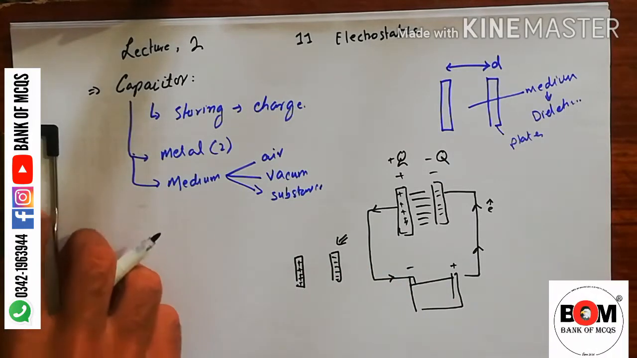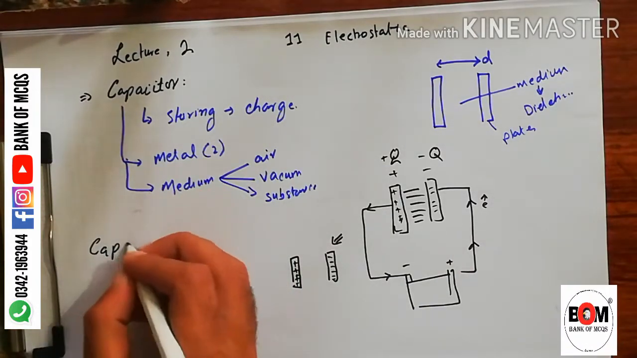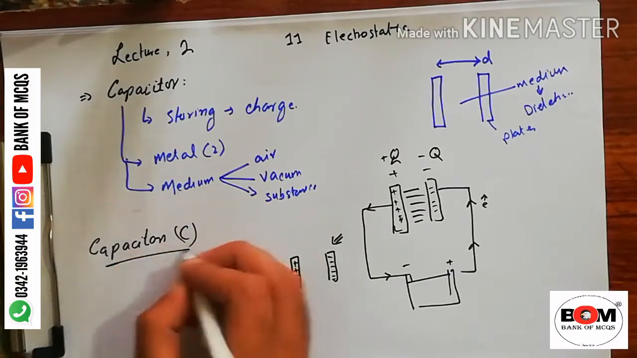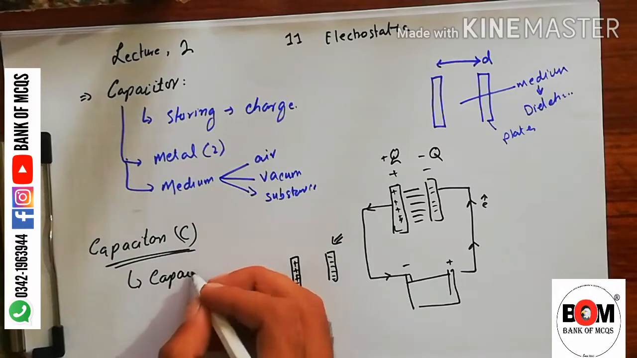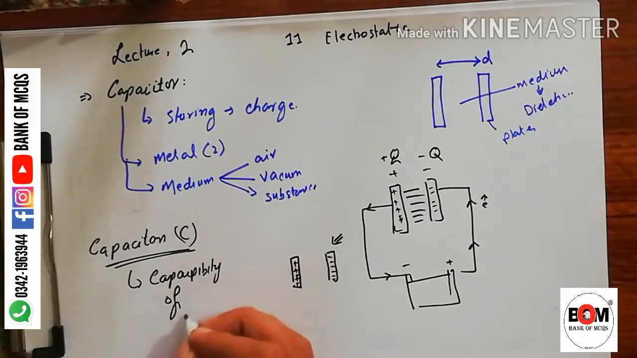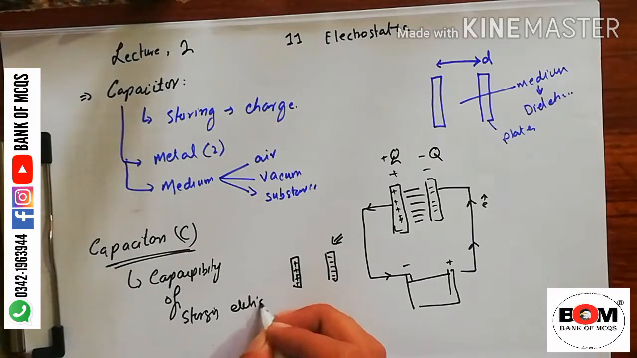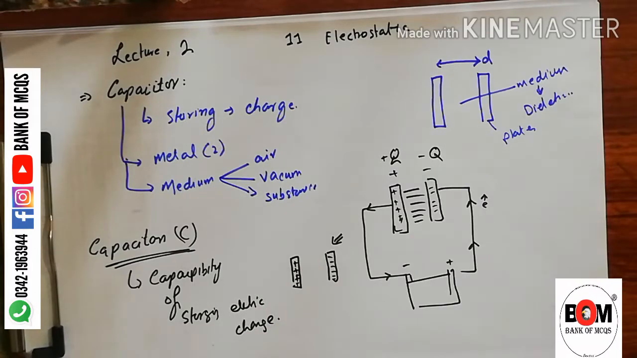Now the capability of a capacitor to store charge is called capacitance. Next is capacitance, represented by C. So capacitance is the capacity or capability of storing electric charge, represented by C.